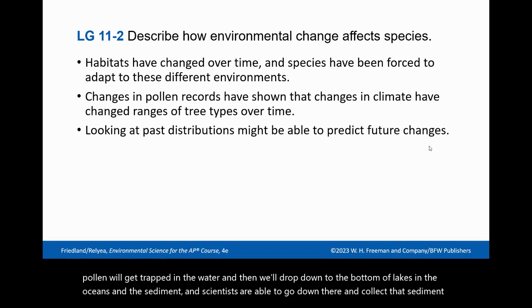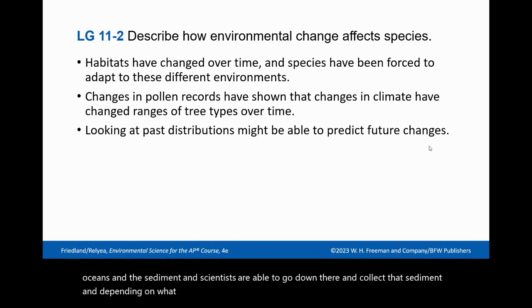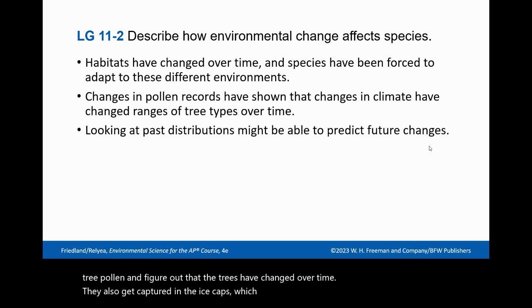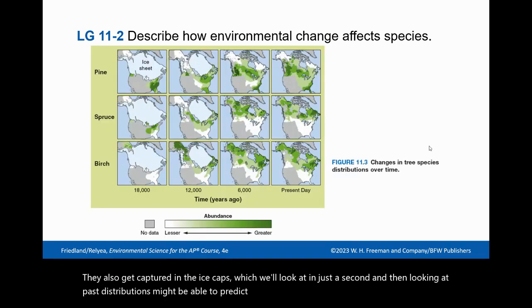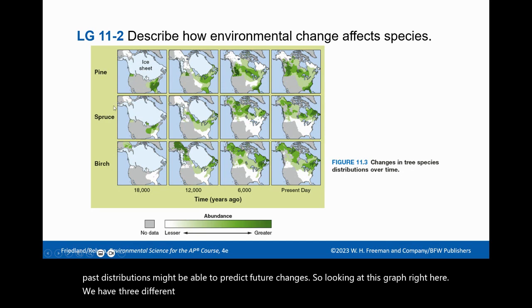And depending on how deep they are, they can look through the sediment and find tree pollen and figure out that the trees have changed over time. They also get captured in the ice caps, which we'll look at in just a second. And then looking at past distributions might be able to predict future changes. So looking at this graph right here, we have three different species of tree: pine, spruce, and birch.